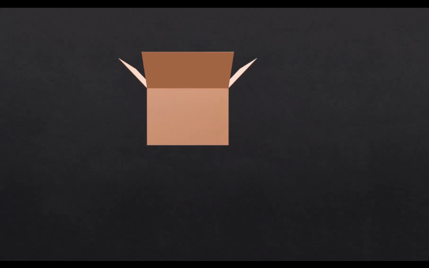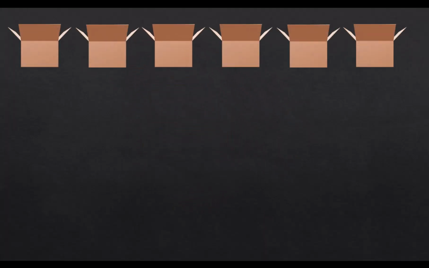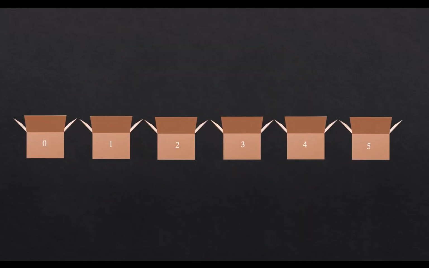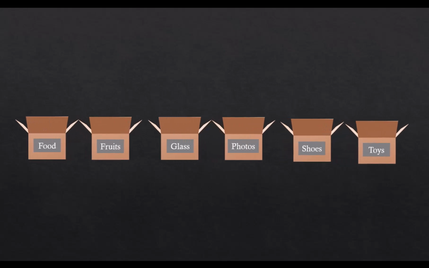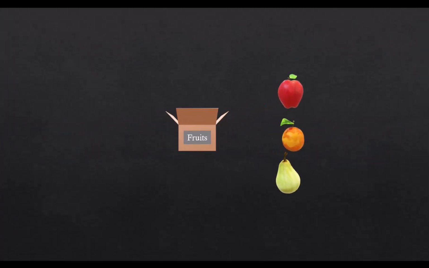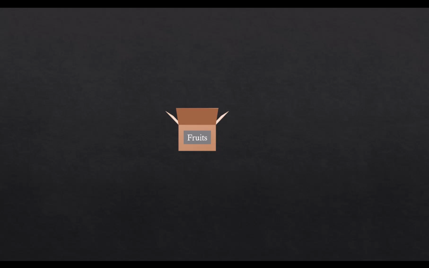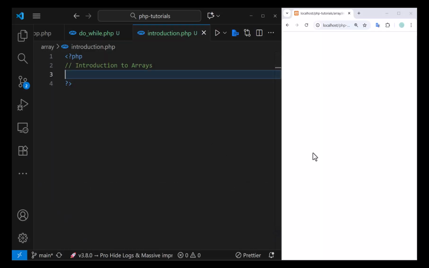You can even put arrays inside other arrays to create more complex structures. You can access each item by its index, which starts from 0, or you can give each item a name, which we call keys. You can also sort an array, remove items, or add new items whenever you need. Now, let's see how we can make and use arrays in PHP.